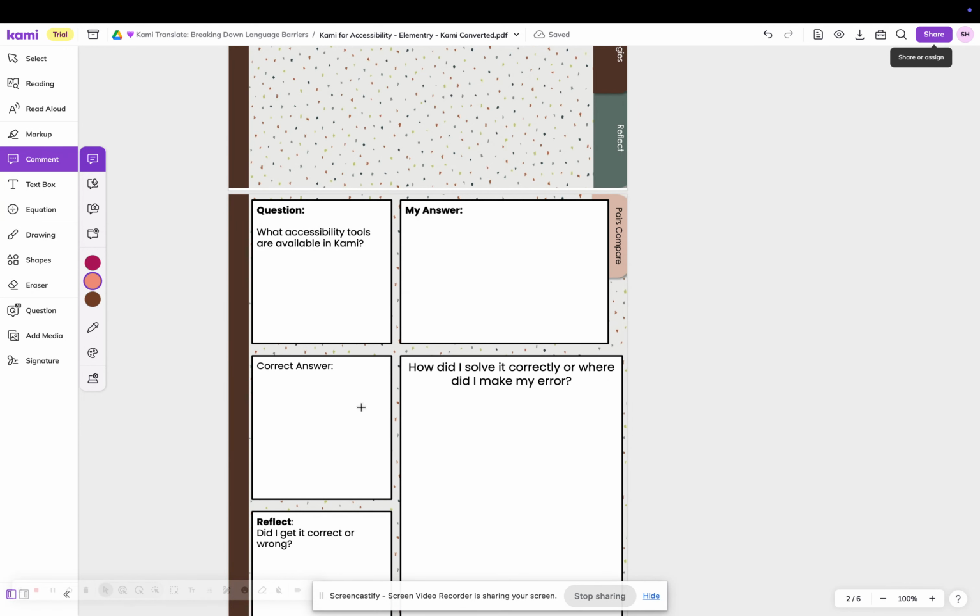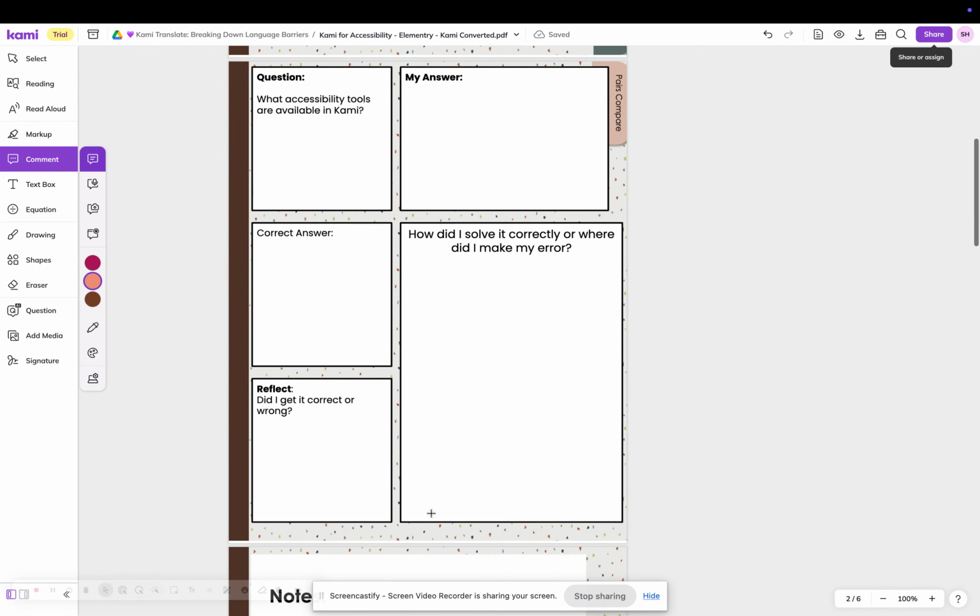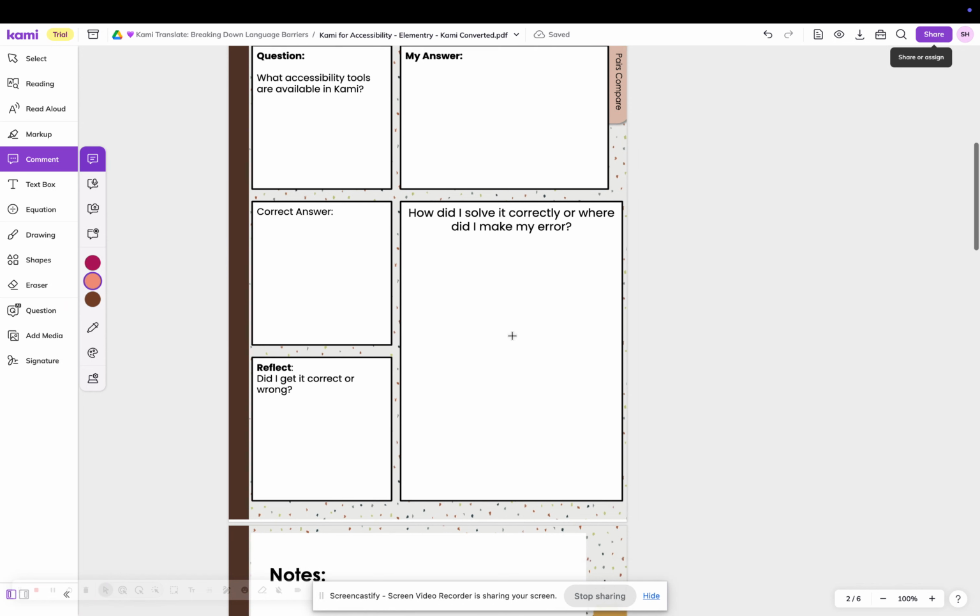Then what happens is I'm going to provide the correct answer. So everybody's going to pause. They're going to see different ways that Kami can be used for accessibility. Then they're going to reflect. So again, I'm going to set another timer. Did they get it correct or wrong? And how did they solve it correctly? Or where did they make any errors? Did they learn any new things that might help them in their own classrooms?